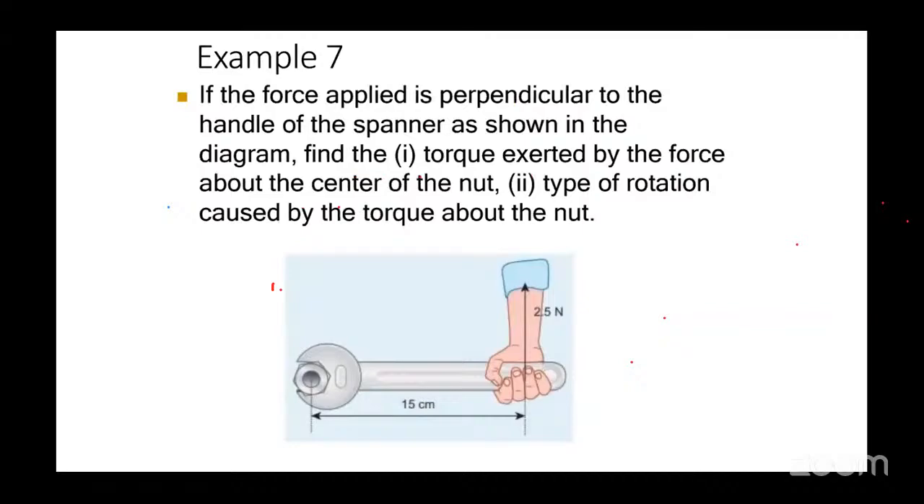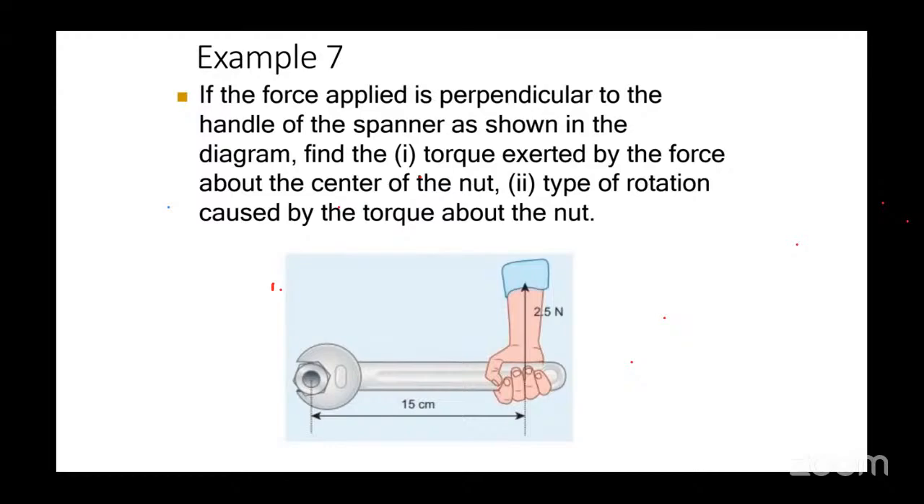So here is an example. If the force applied is perpendicular to the handle of the spanner as shown in the diagram, find the torque exerted by the force about the center of the nut. So the torque will be force times distance. 15 is in cm, so you convert that cm to meters. That will be divided by 100. So that will be 0.15 times 2.5. So that is the answer to number 1.